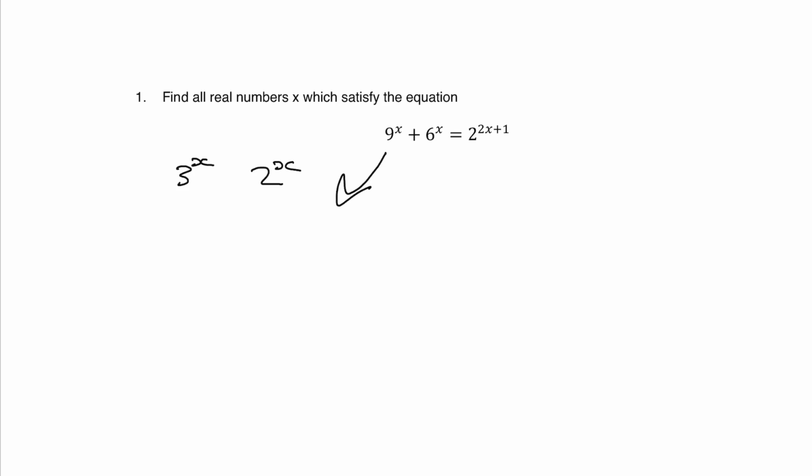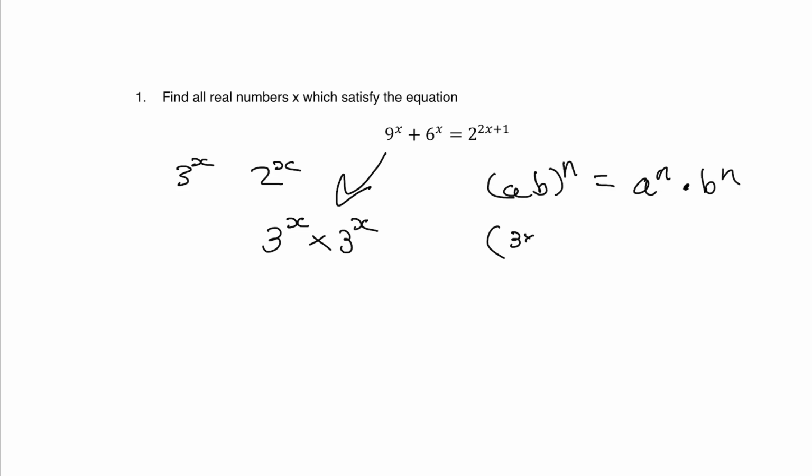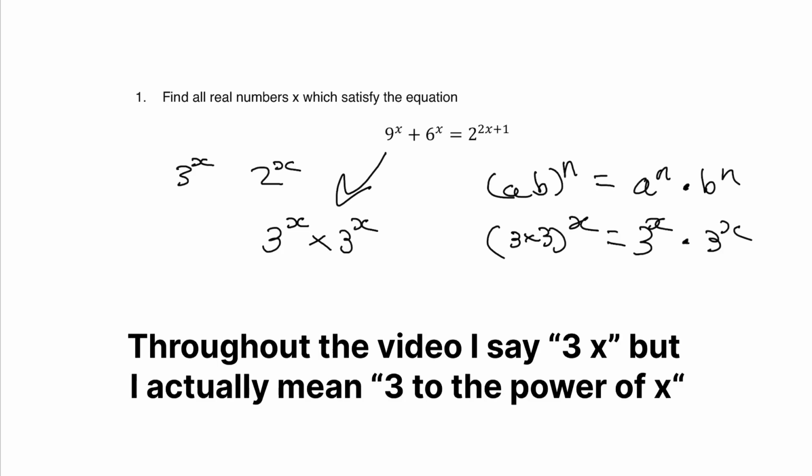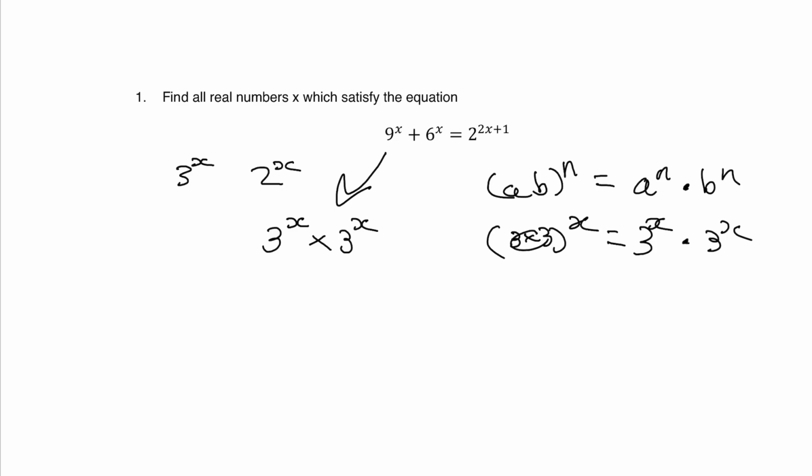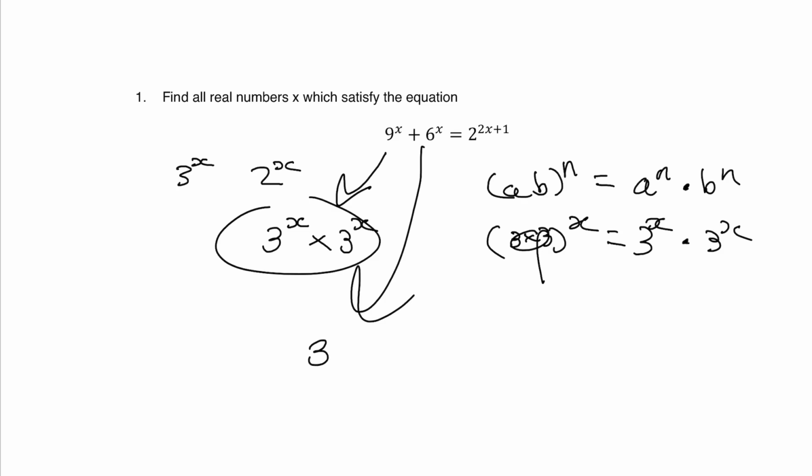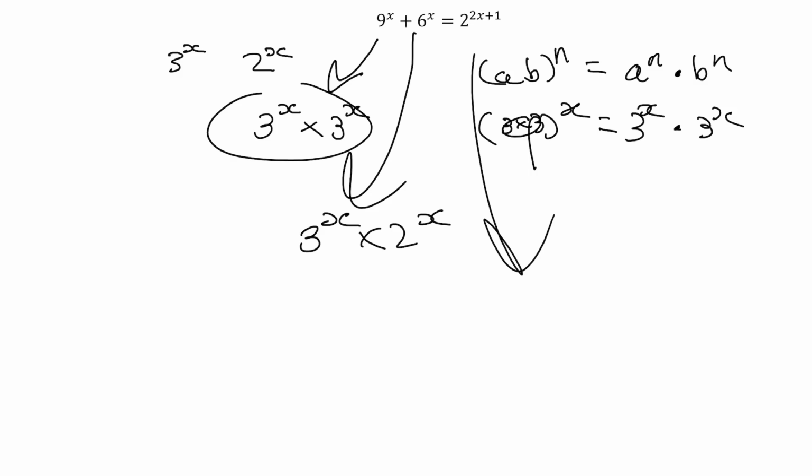For example, 9 to the x is the same thing as 3 to the x times 3 to the x, because of this rule. 3 times 3 to the x is the same thing as 3^x times 3^x. Makes sense, right? So 9^x is the same thing as this. 6^x is the same thing as 3^x times 2^x. And 2 to the 2x plus 1. This one's a bit hard.